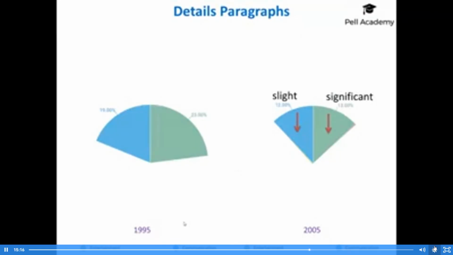Now, when you consider what you're looking at here on the screen, I've removed all the information that you don't need when you're writing your details paragraphs. So this is all you really need to consider. You've got the blue and the green segment. I have my adjectives and my arrows to show me, just so I can remember more easily, the years, which will be important, and then the names of the categories.